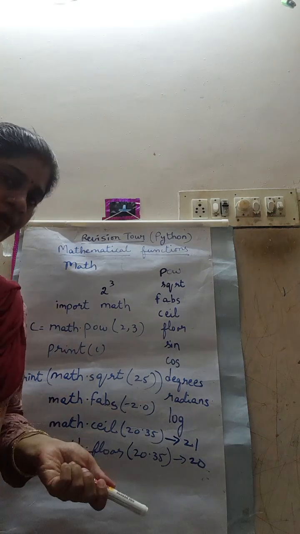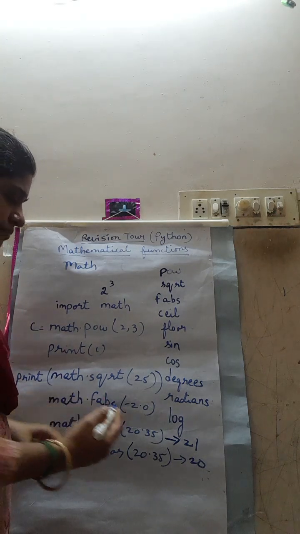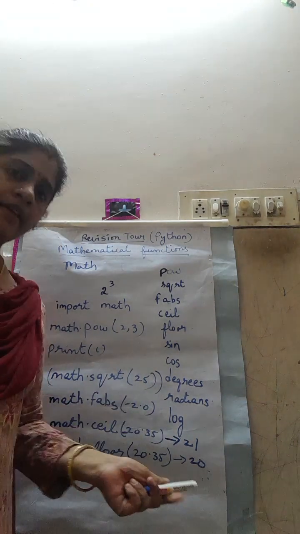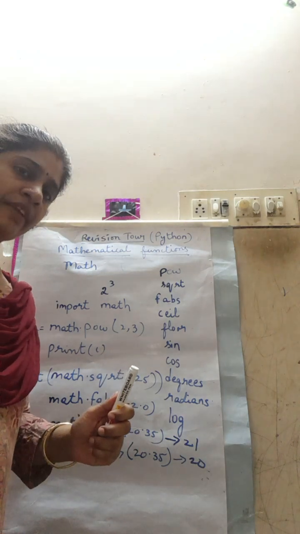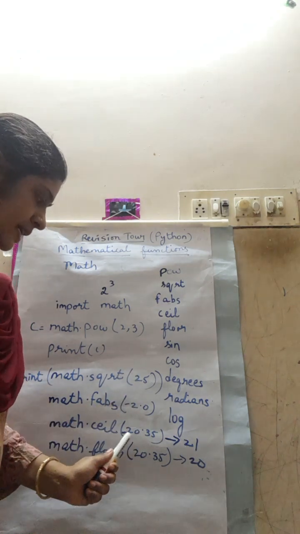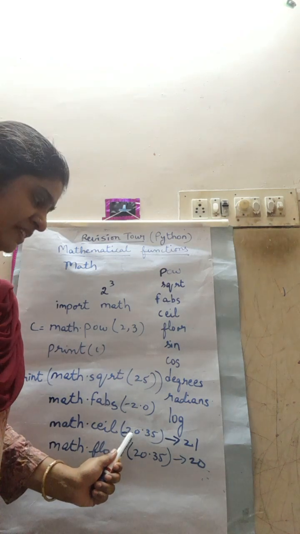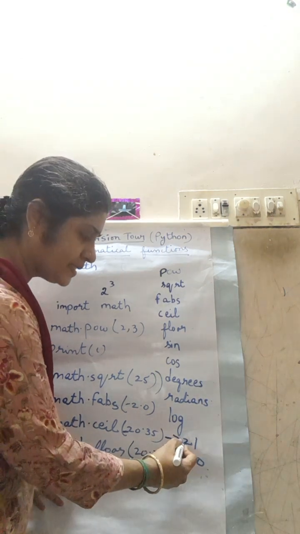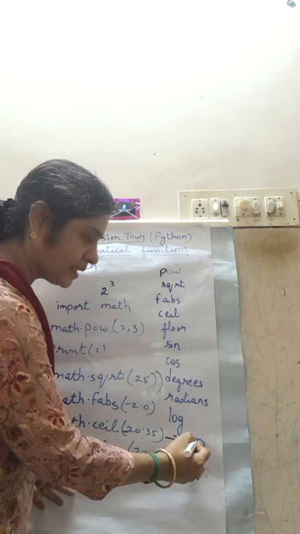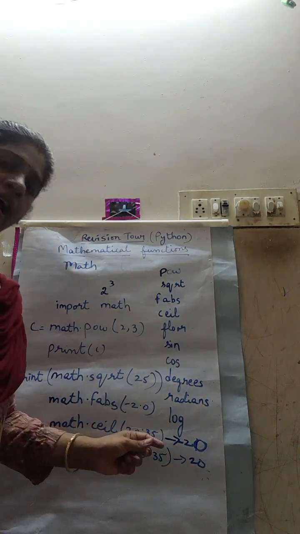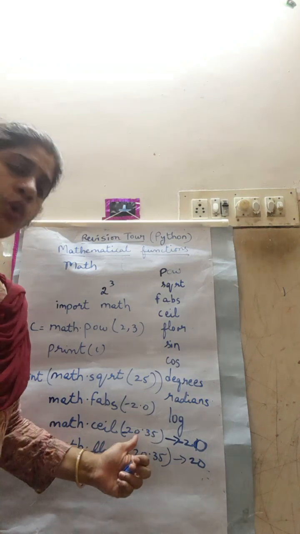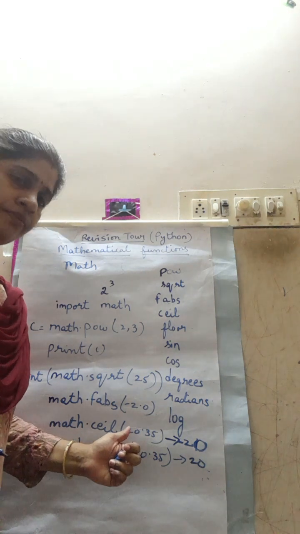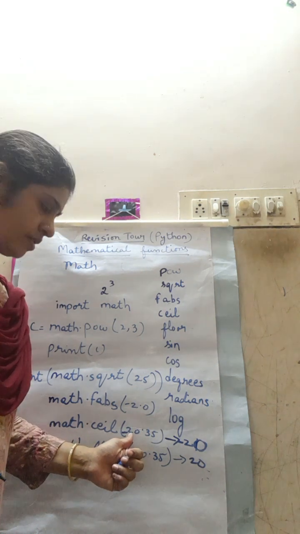Suppose I give a negative number, minus 20.35 to ceil. What will happen? It will give you the next higher integer. Will it be 21? No, it will give you minus 20, the immediate integer not lower than this.